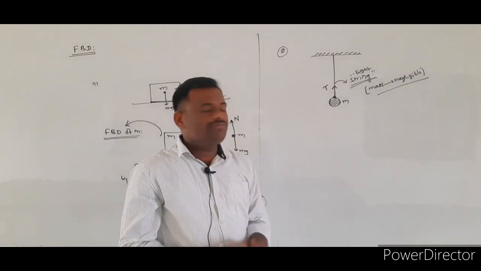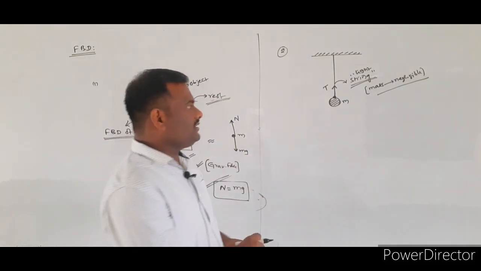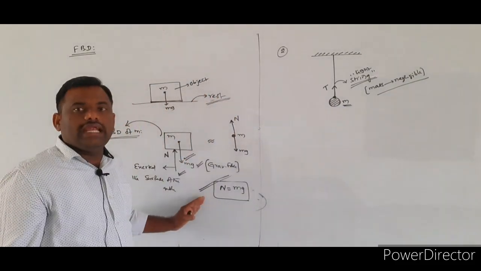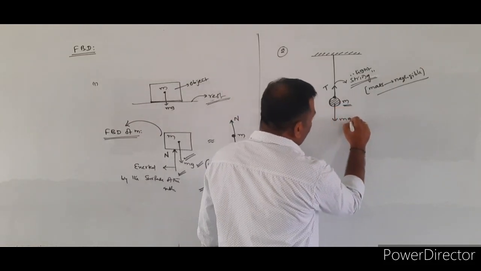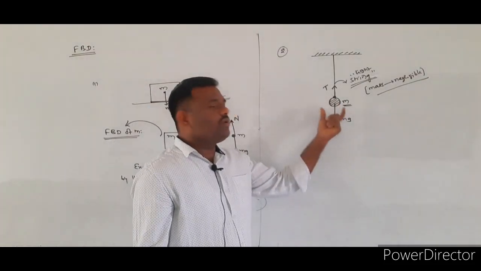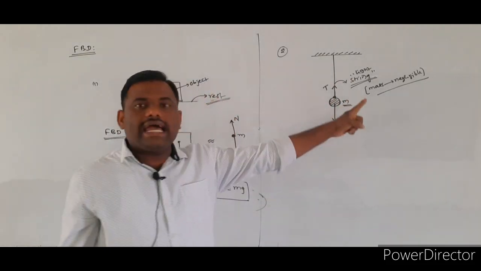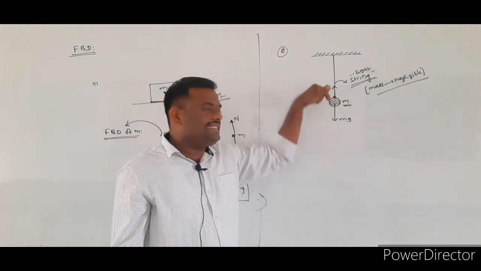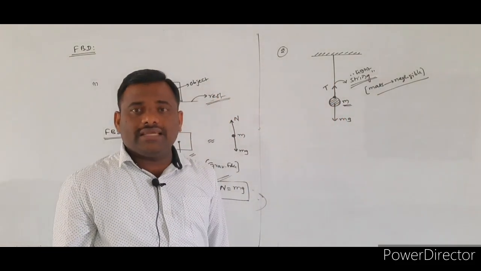If you look at the diagram, the tension is acting away from the body, and whenever any body is suspended in a gravitational field, the gravitational pull will be acting in the downward direction. So whenever you consider a metallic bob or a pendulum bob, how many forces are acting on it? Two different forces are acting. One of the forces is weight, acting in the downward direction, and the other force is acting in the upward direction, that is tension.